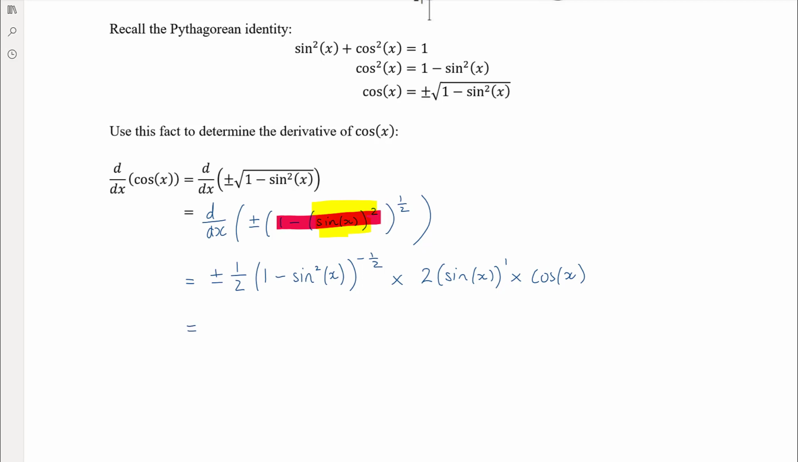So let's have a look at what we've got here. That's to the power of a negative half, so it's 1 over the square root. So we've got essentially 1 over plus or minus 2 root 1 minus sine squared x. And then here we've got 2 times sine x times cos x. So our 2 and our 2 there are going to cancel down.